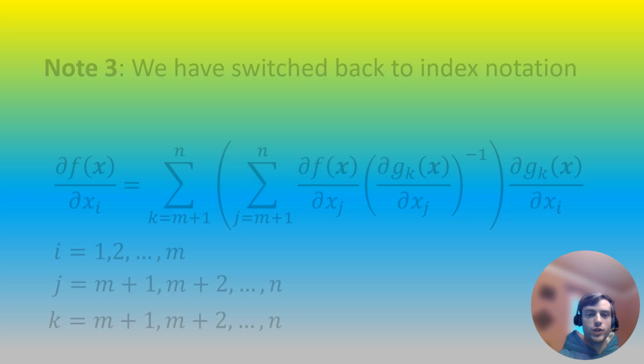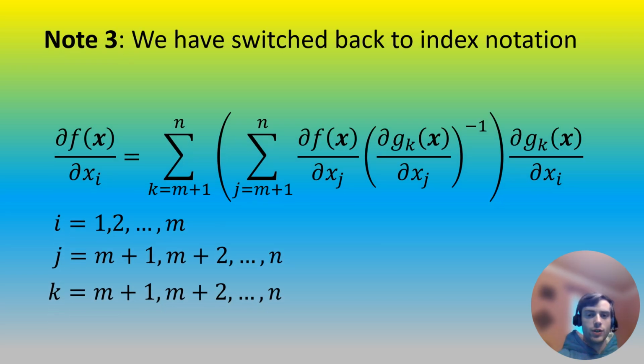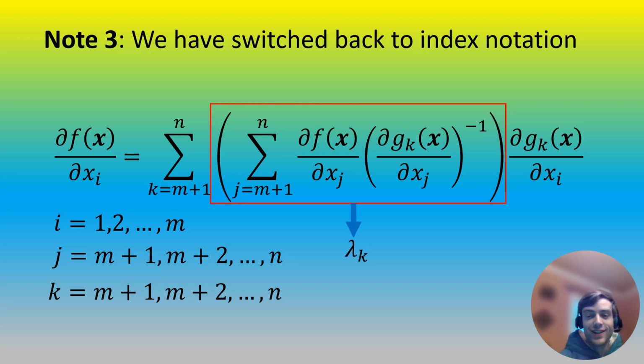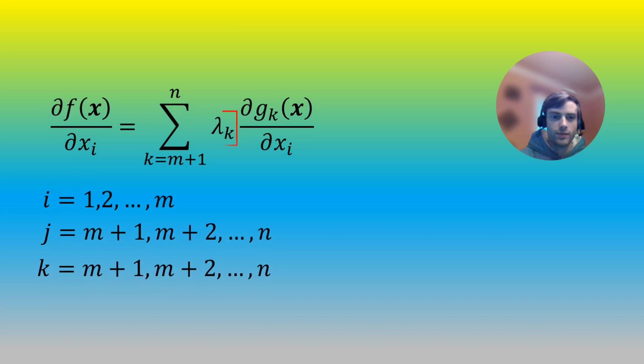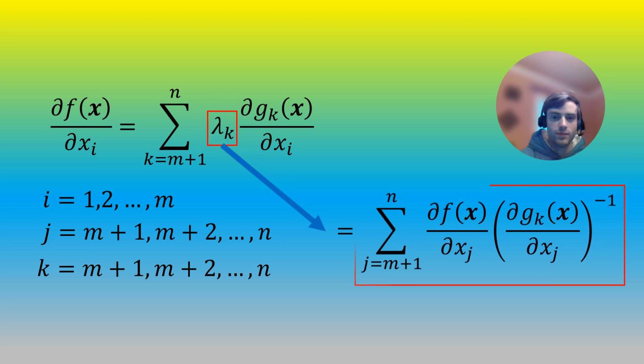All right, so now we have switched back to index notation. This term over here, we're going to call lambda sub k. At this point, we don't know yet that lambda sub k is a constant. As a hint, it is a constant, but we're still in the unknown phase, so we don't know if it's a function of x or constant. So here's what we have so far, displayed in a compact way, where lambda sub k is equal to that complicated expression, or summation.